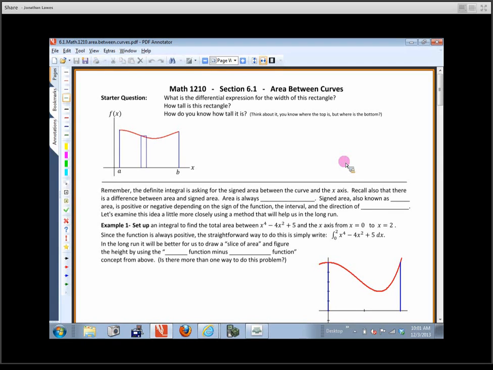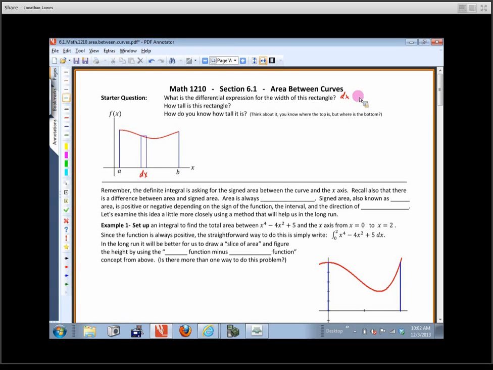So the starter question says, what is the differential expression for the width of that rectangle? I've got this area represented, which is actually just a copy of some of the problems that we've done before. So I've got this area represented right here from a to b, between that curve and the horizontal axis. And then I've got this little thing, I'll call it a representative slice of area, a little rectangular slice, which we're going to use to figure out how I would find all of this area. Well, this width right here is a difference in x's, so we're going to call that dx. So that's going to be the width of that little rectangle.